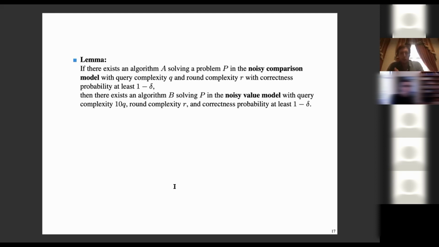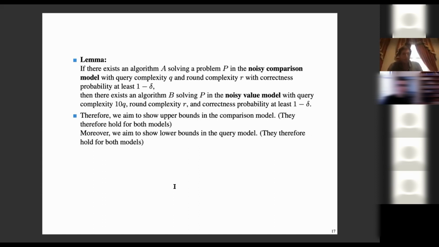And so here's the general statement. It looks complicated, but it's actually really, really simple. So whatever problem you have in the noisy comparison model that you can solve with some given number of queries and some given number of rounds and a given probability, you can solve the same problem in the noisy value model with the same number of rounds, the same probability, and almost the same query complexity. You only blow it up by some constant factor.